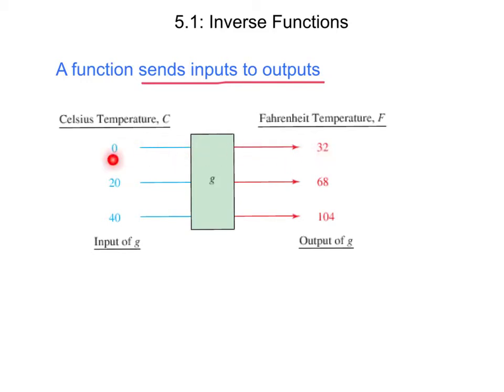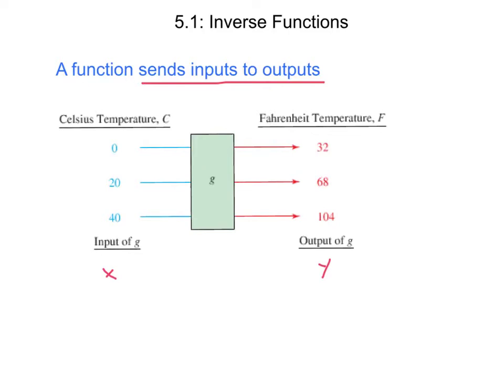For example, 0 degrees Celsius in this example gets sent to 32 degrees Fahrenheit. And g is the function that does that sending. And similarly, 20 degrees Celsius gets sent by g to the number 68 degrees Fahrenheit, and 40 degrees Celsius gets sent to 104 degrees Fahrenheit. So the numbers on the left here are the inputs. Those are what we usually think of as the x's, or the independent variable. And the numbers on the right are the y's, or the outputs.